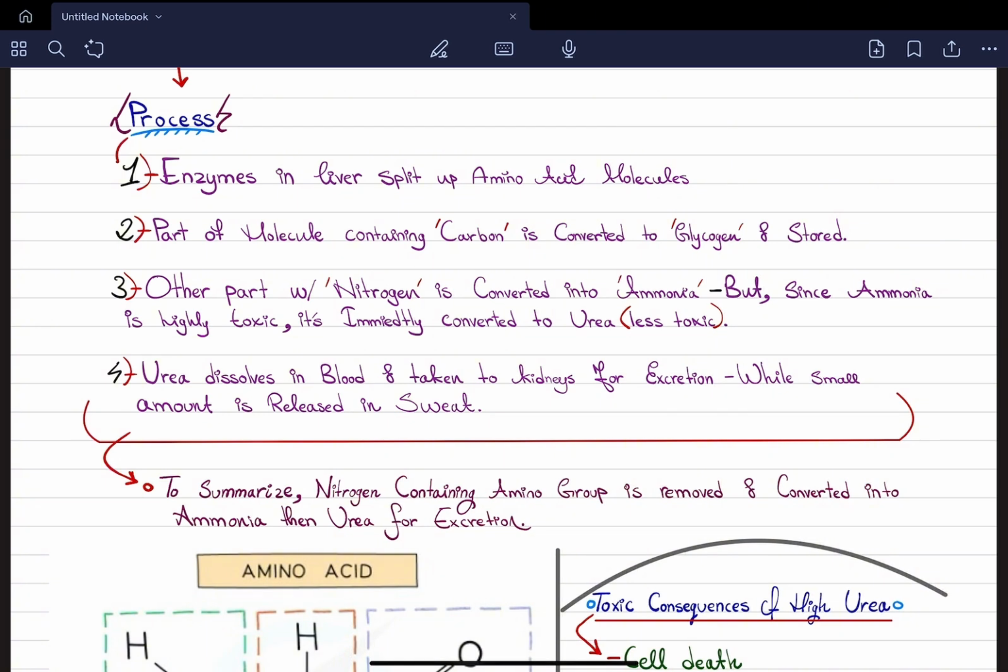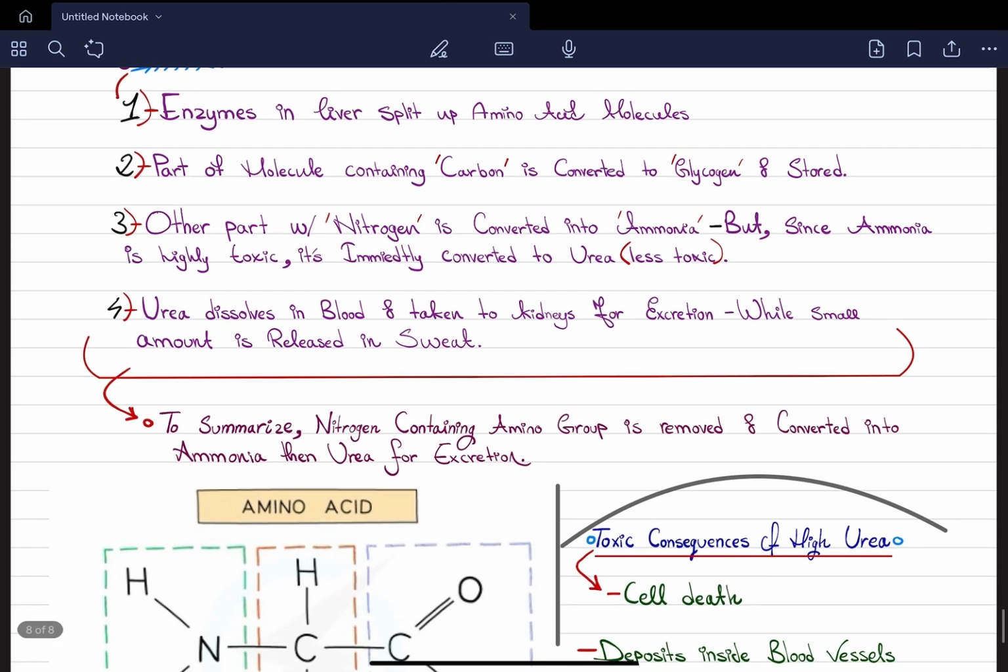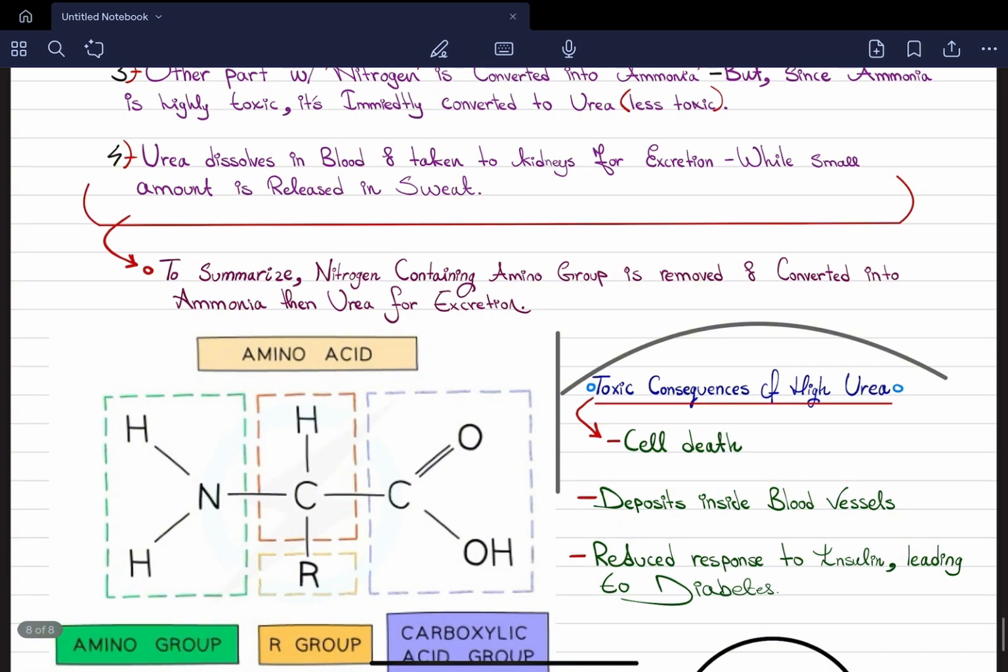The part of the molecule containing carbon is converted into glycogen and stored. The other part, with nitrogen, is converted into ammonia. But since ammonia is highly toxic, it is immediately converted into urea, which is less toxic. This urea will then dissolve into the blood and go to the kidneys for excretion, and a small amount of urea is also released in sweat. So to summarize, the nitrogen-containing amino group is removed and converted into ammonia, then into urea for excretion.